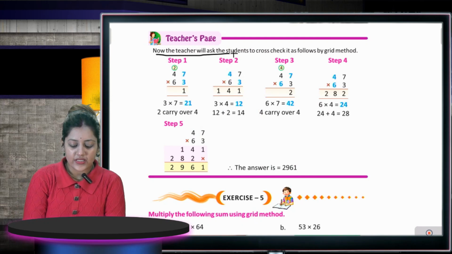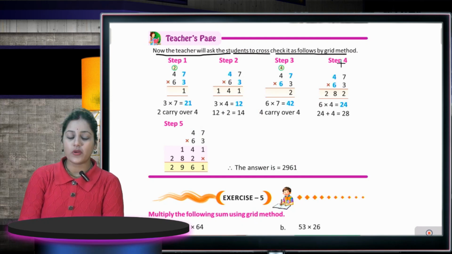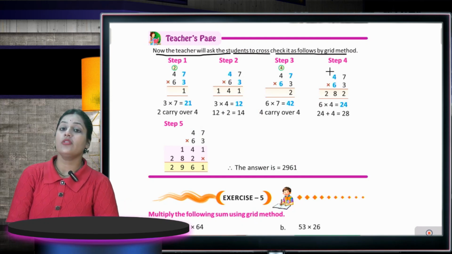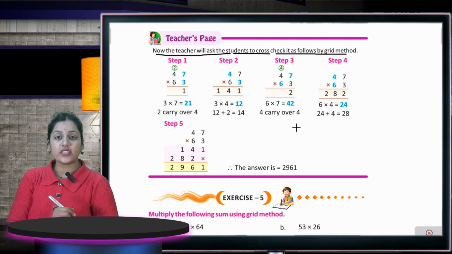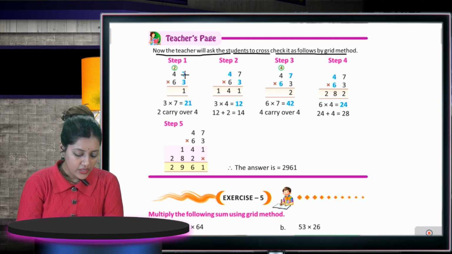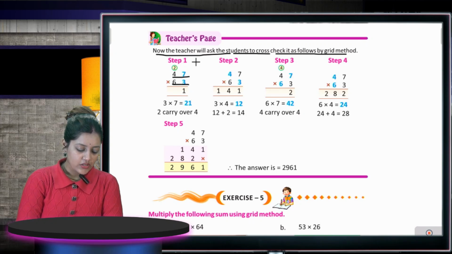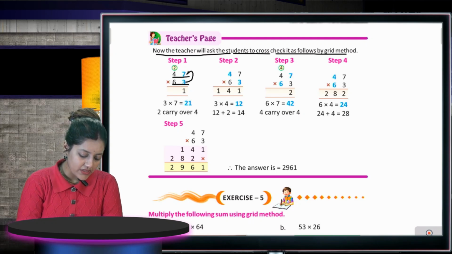Now the teacher will ask the student to cross check, followed by the grid method. Now you have to cross check that answer with this grid method. The same way, 47 multiplied by 63. Now what have you done? You have to multiply this first.